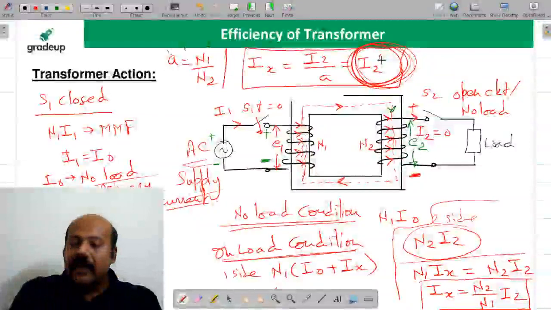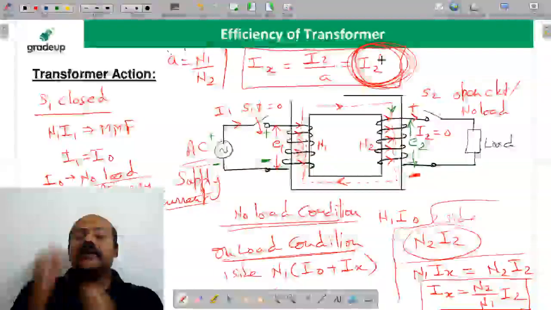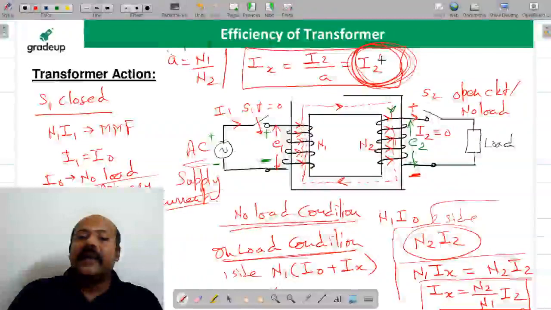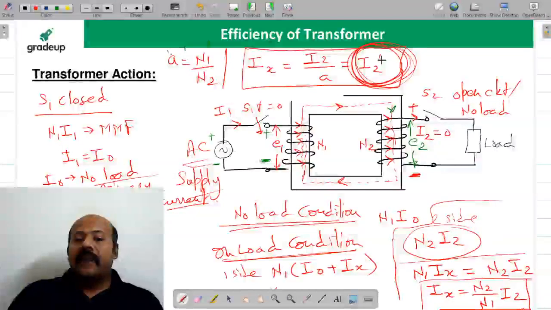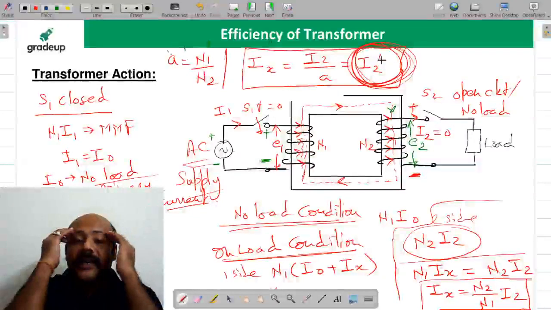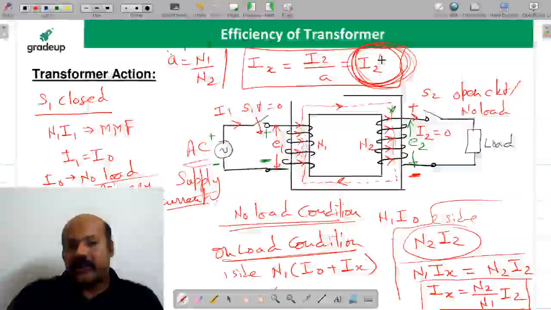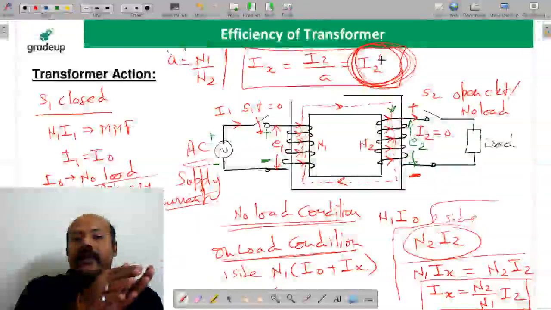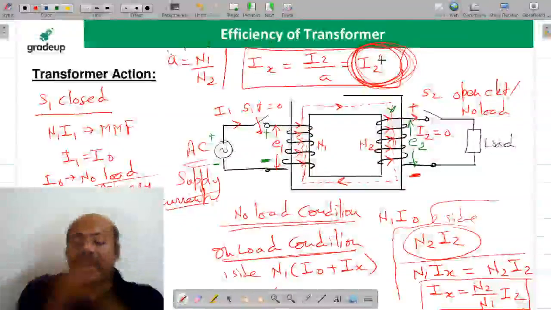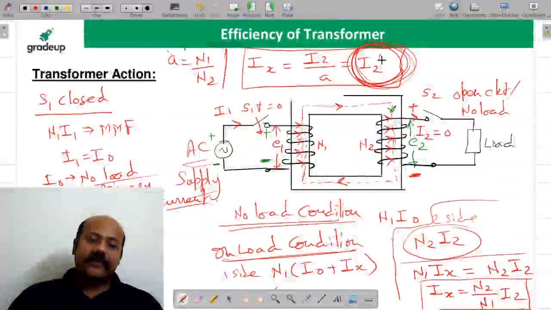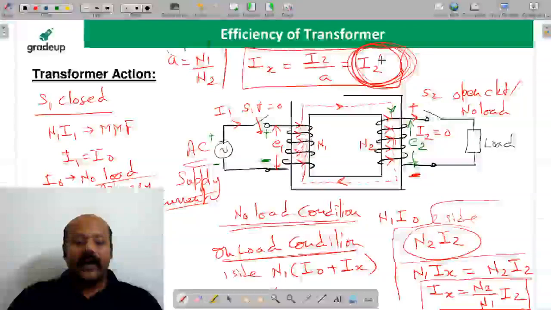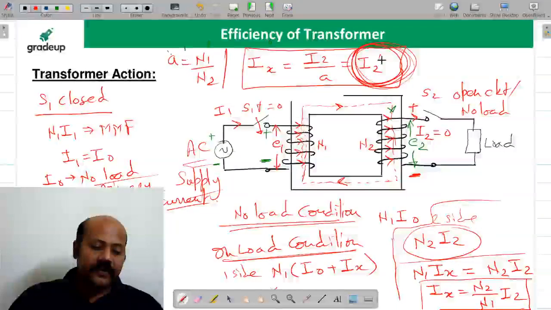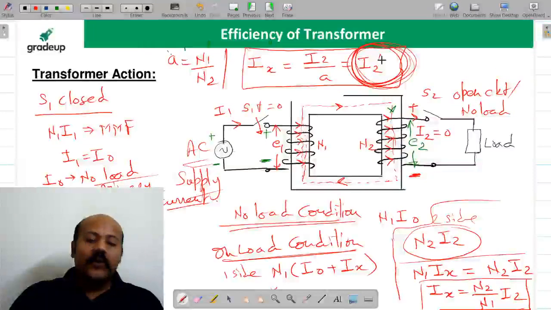You are connecting the load at the secondary side. There is going to be some current in the secondary side, that is I2. But your supply is not seeing I2, it is seeing I2 dash. That we are calling as the current reflected, the load current reflected at the primary side. That is the important thing. I hope you are comfortable with this.